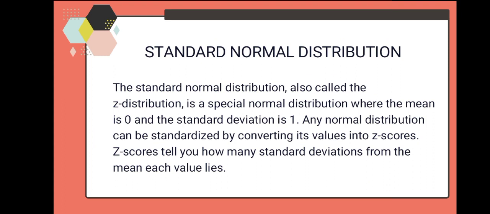Standard normal distribution. Standard normal distribution, also called the z-distribution, is a special normal distribution where the mean is 0 and the standard deviation is 1. Any normal distribution can be standardized by converting its values into z-scores. Z-scores tell you how many standard deviations from the mean each value lies.